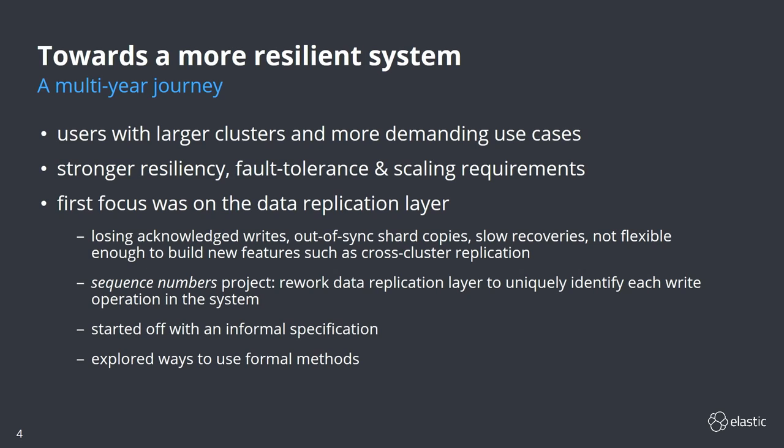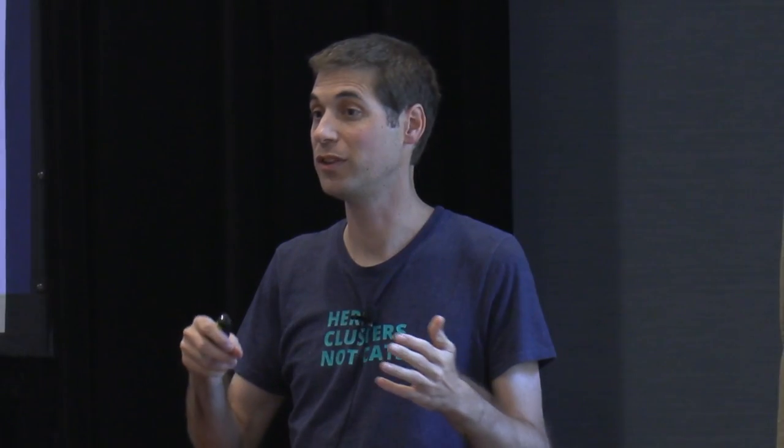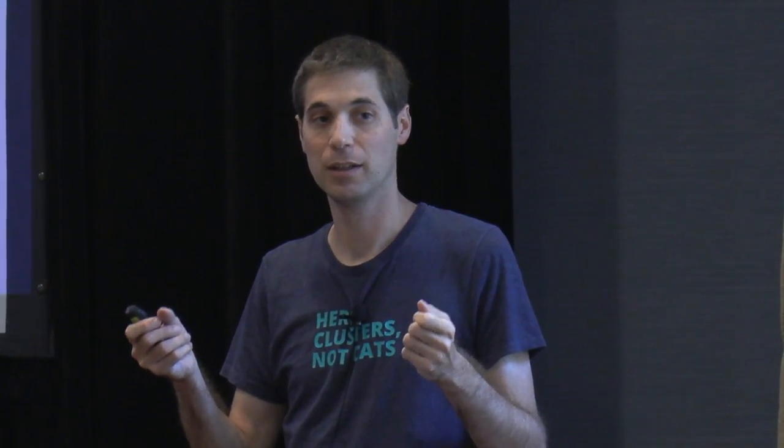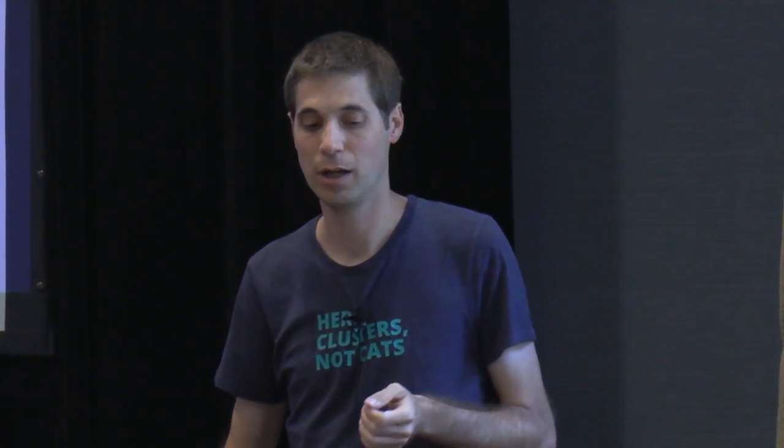We started off with an informal specification, essentially a deck of PowerPoint slides, from which we derived our implementation efforts. Up to that point, we had been mostly relying on our CI infrastructure to put our code through a series of Chaos Monkey style tests, simulating various failures and then checking whether nothing went wrong. However, we were also looking at ways to complement this with formal methods.